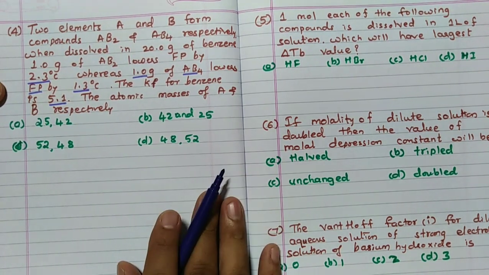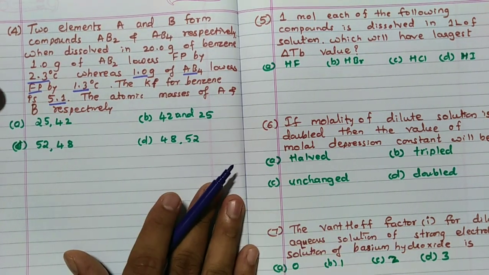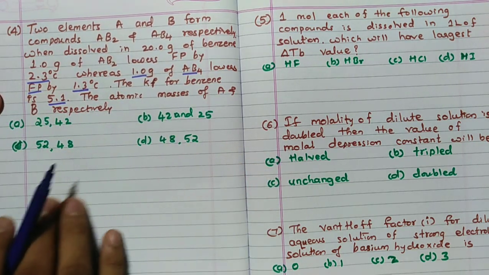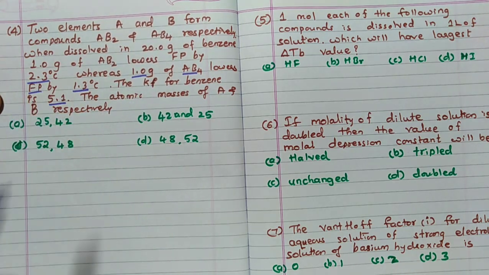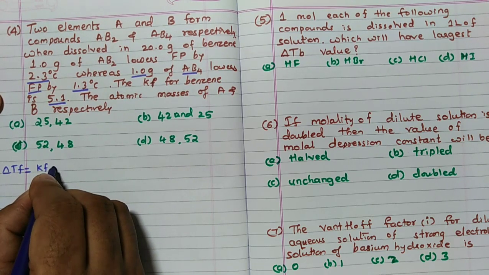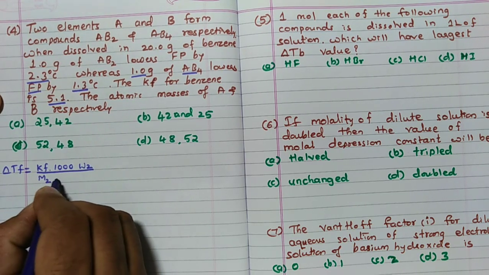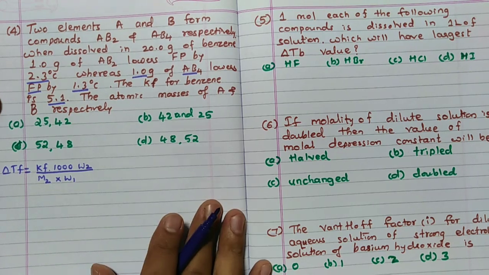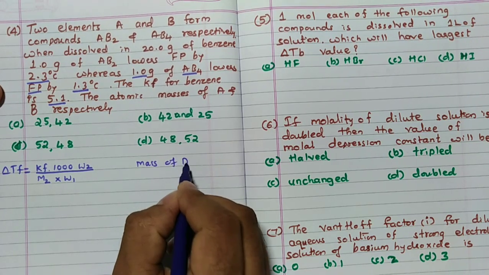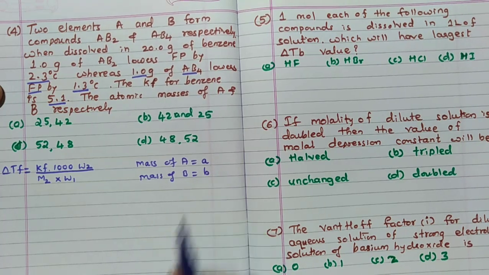So it looks to be a difficult question, but when you think of the basics of this particular question, it is very simple. So here two different formulas, which means the same formula, two different ways we are going to write. So Kf is given, delta Tf is given. Then what is the formula? Yes, delta Tf is equal to Kf into 1000 into W2 divided by M2 into W1. Now you have to use this formula. Before that I will tell you, here I will consider mass of A as small a, so that mass of B as small b.